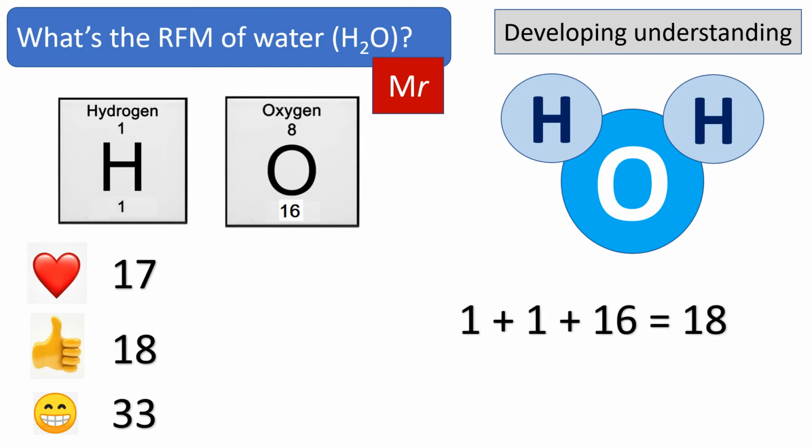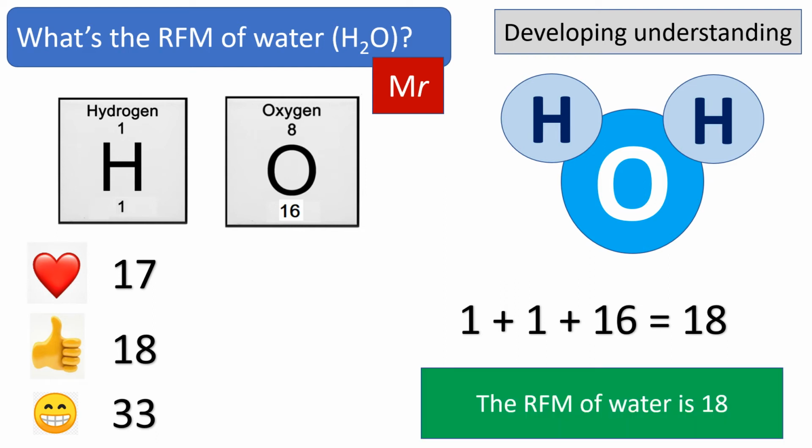Well, I'm hoping that most of you have got the answer 18. If you got 17, it's because you forgot to add 2 hydrogens. And if you got 33, it's because you had 1 hydrogen and 2 oxygens instead. You need to read the formula very carefully to make sure you're getting the right numbers of the right atoms.